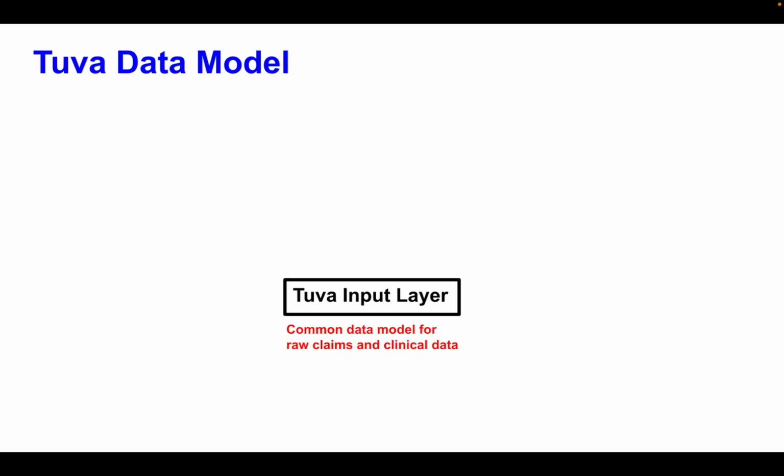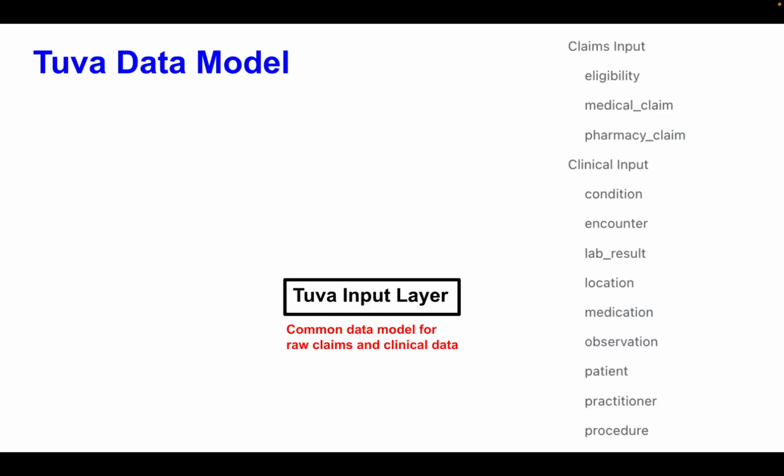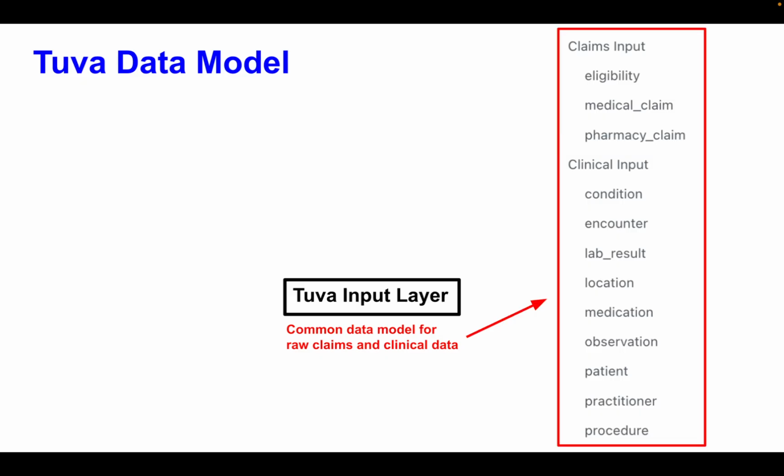So here's how the Tuva data model works. We have what we call the Tuva input layer. This is just a common data model for raw claims and clinical data. And this Tuva input layer is composed of multiple tables. There's claims tables that are designed to model raw claims data. There's clinical tables that are designed to model raw clinical data. And together, all these tables form this data model that we call the Tuva input layer. It's a data model designed to model raw healthcare data.